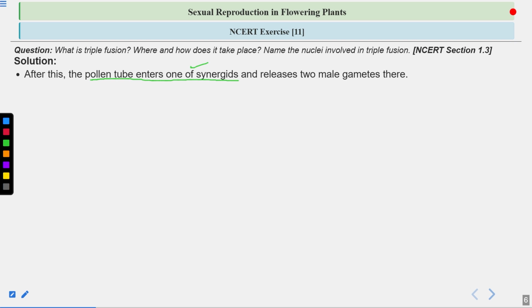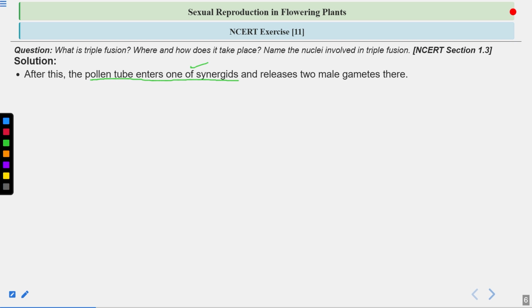So how does it guide? The pollen tube enters this micropylar pore, and at the same time this filiform apparatus will release some chemicals. Those chemicals will attract the pollen tube toward itself. So it is guiding the pollen tube to enter inside this synergid cell, right?